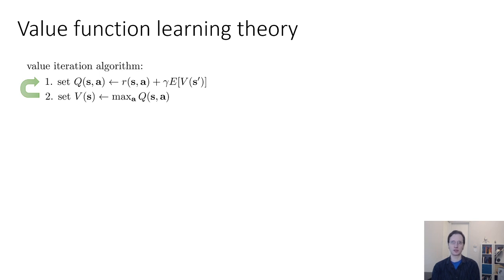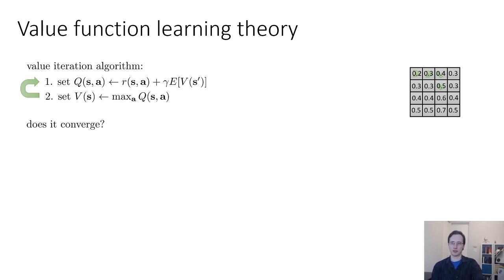So to remind everybody, in value iteration, we can think of it as having two steps. Step 1, construct your table of Q values as the reward plus gamma times the expected value at the next state. And then step 2, set your value function to be the max over the rows of that table. So you can think of it as constructing this table of values and then iterating this procedure. So the question we could ask is, does this algorithm converge? And if it does converge, what does it converge to?